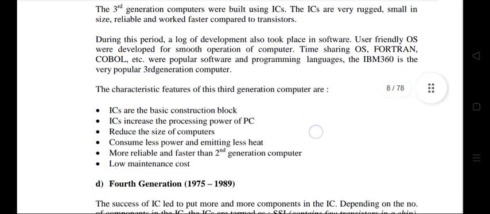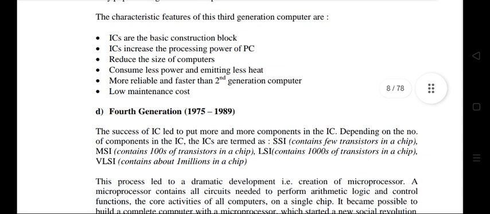The characteristic features of this third generation computer are: ICs are the basic construction block. ICs increase the processing power of computers, reduce the size of computers, consume less power and emit less heat, more reliable and faster than second generation computer, low maintenance cost.